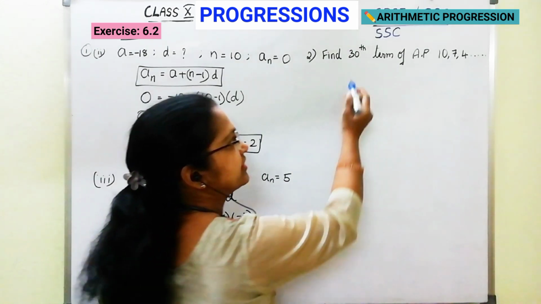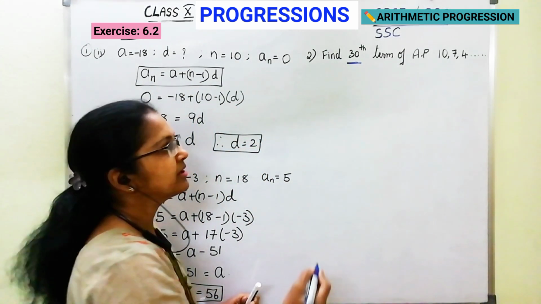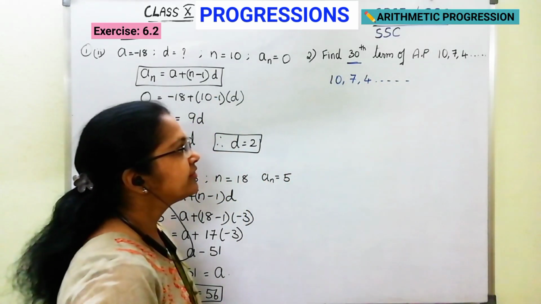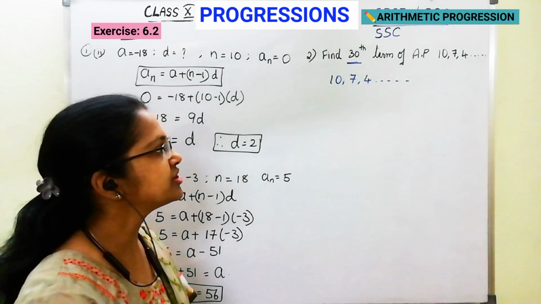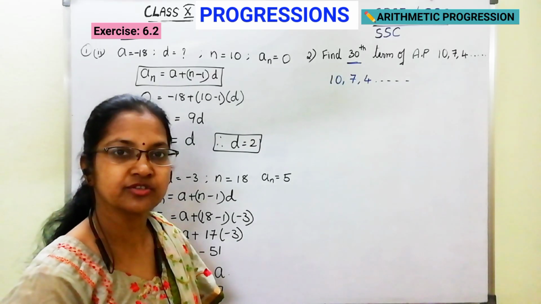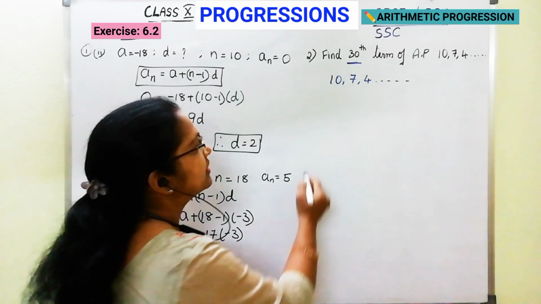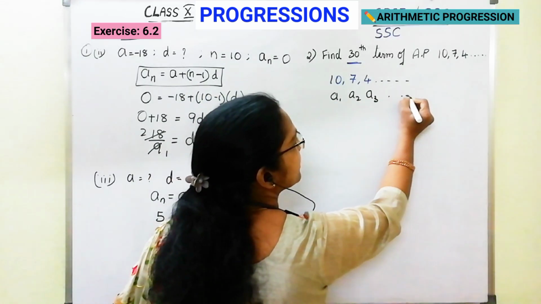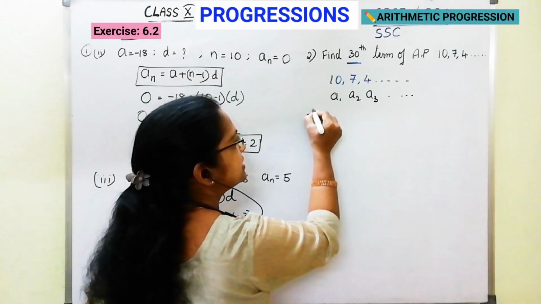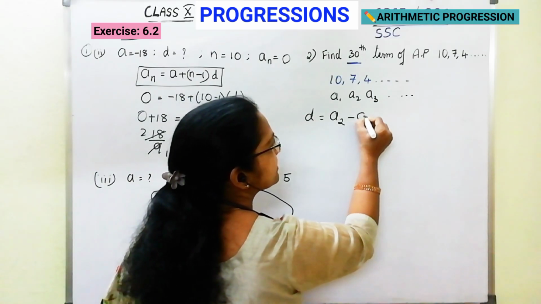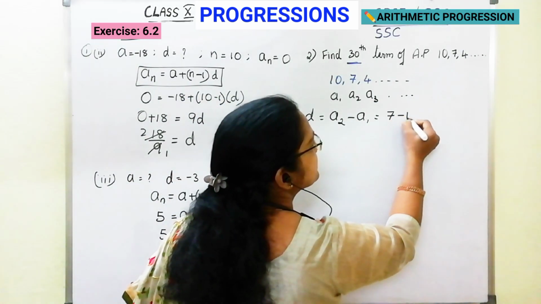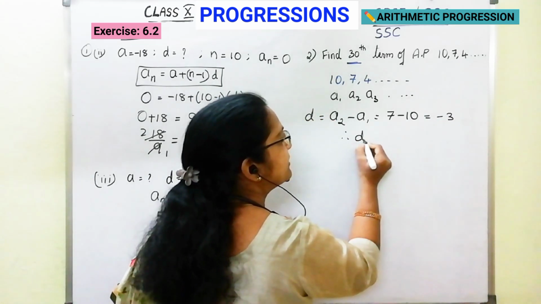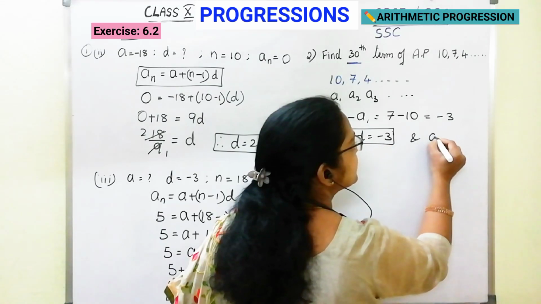In this question, they are asking the 30th term, and observe the given AP. It is 10, 7, 4 and so on. We can very clearly observe that the given progression is decreasing. Decreasing means the common difference, or the fixed value, is negative. Now let us take this one as A1, this is A2, A3 and so on. We can find the common difference D as A2 minus A1. It is 7 minus 10, which is minus 3. Therefore, D value is minus 3 and A is 10.